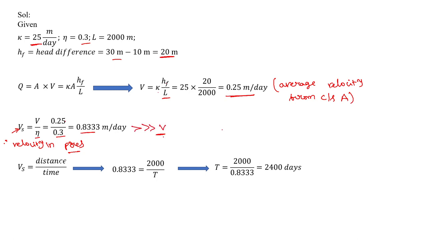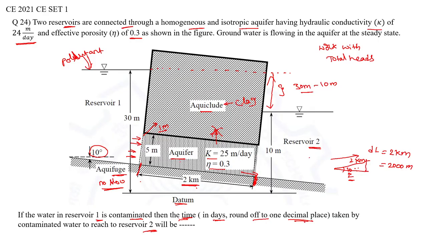As we know, velocity equals distance by time. Using the same relation, since we know the velocity and the distance, we can calculate the time. By doing this, we get 2400 days. This much is the time required. If you insert some pollutant or contamination in reservoir 1, it will take 2400 days to reach reservoir 2. It is nearly 10 years to reach the reservoir through this particular aquifer.